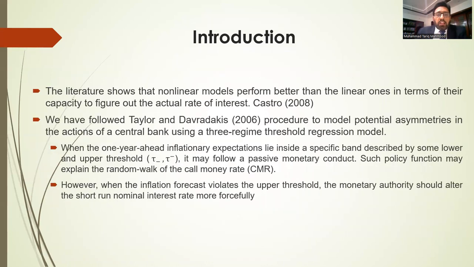So with this criticism of the Taylor and other rules, we have used in this paper a particular mechanism developed by Taylor, Mark Taylor, and Davradakis, their procedure to model the potential asymmetries in the action of the central bank using a three-regime threshold regression model. We would discuss what the upper threshold of inflation is, what the lower threshold of inflation is, what the response of the central bank is to both these thresholds, and what its response is between these thresholds. In the further slides, we would show how these thresholds are modeled and how the non-symmetry basically exists.